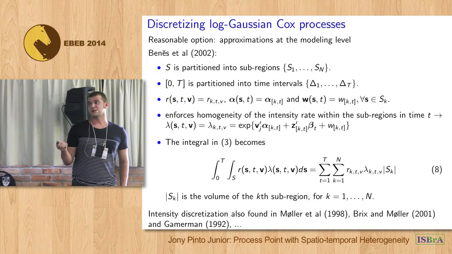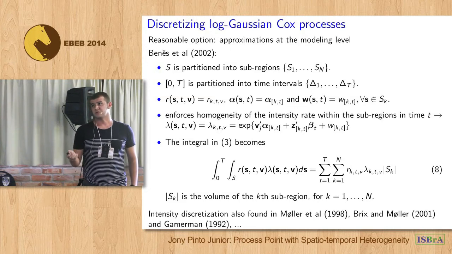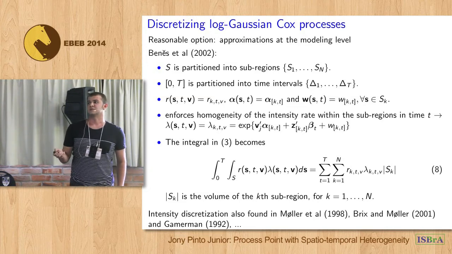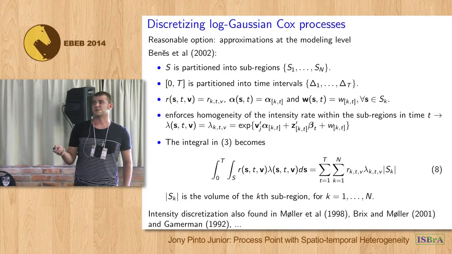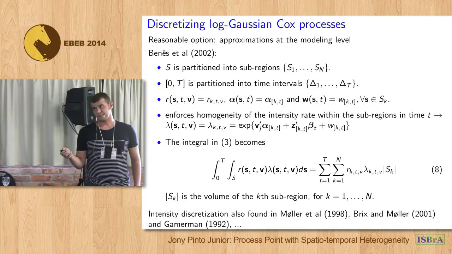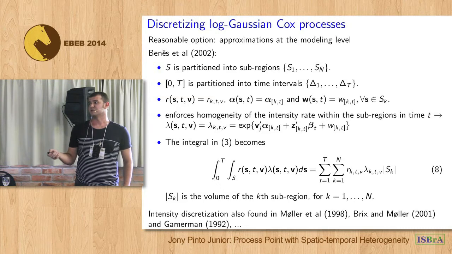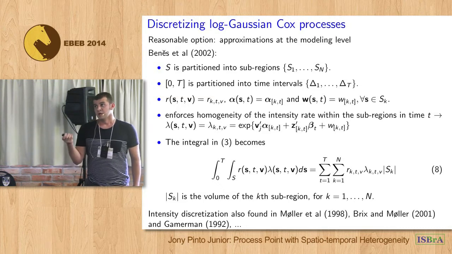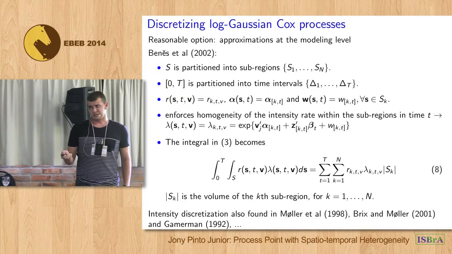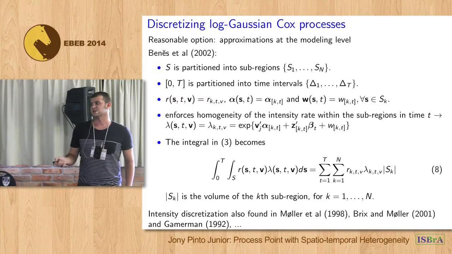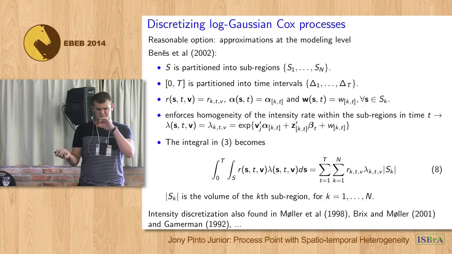So here we are going to follow Bernardinelli et al. 2002, and the space is going to be partitioned into subregions, and the time into equally spaced time intervals. With the discretization, we enforce homogeneity of the intensity, and the integral in the likelihood becomes the expression given in 8.